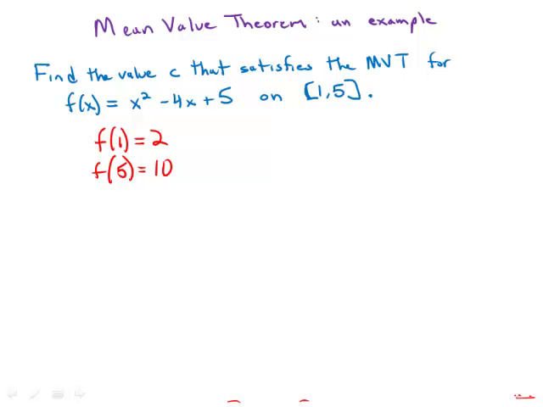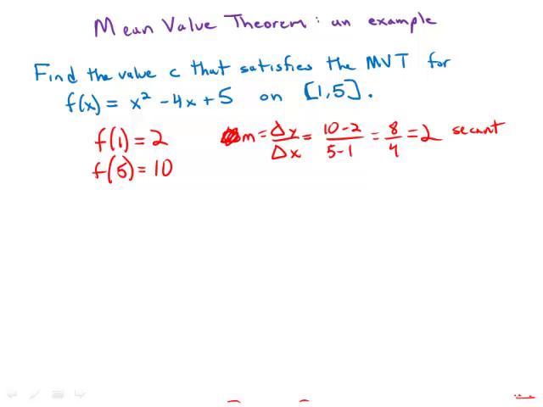Then we need to find the slope. So the slope, this is the slope of the tangent line. The slope of the tangent line is change in y over change in x, which is 10 minus 2 over 5 minus 1. That's 8 over 4, which is 2. So that is the slope of the secant line. Slope of the secant line is definitely 2.